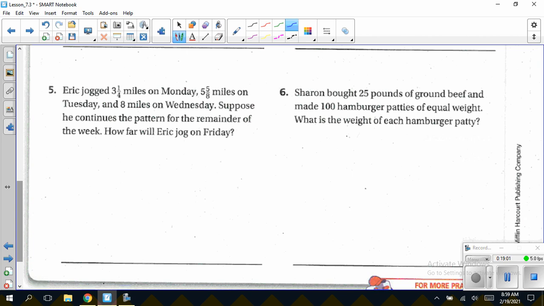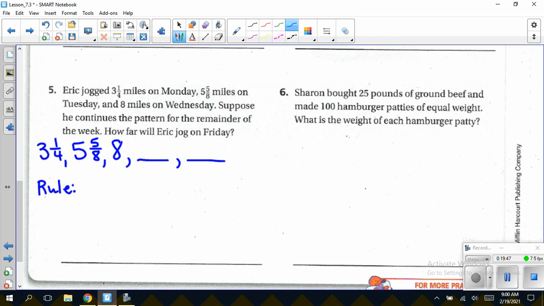For number 7, Eric jogged 3 1/4 miles on Monday, 5 5/8 miles on Tuesday, and 8 miles on Wednesday. Suppose he continues the pattern for the remainder of the week. How far will Eric jog on Friday? So this is a pattern question. We've only worked with patterns and decimals, but it's the exact same thing when working with fractions. So I am going to list my pattern. I have 3 1/4, 5 5/8, and then 8. And then I know we have to still figure out for Thursday and then Friday. So my very first thing I have to do is find a rule.